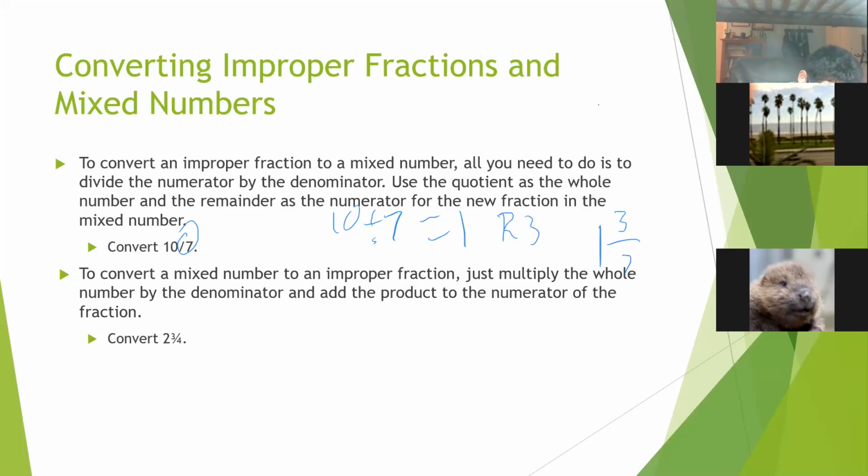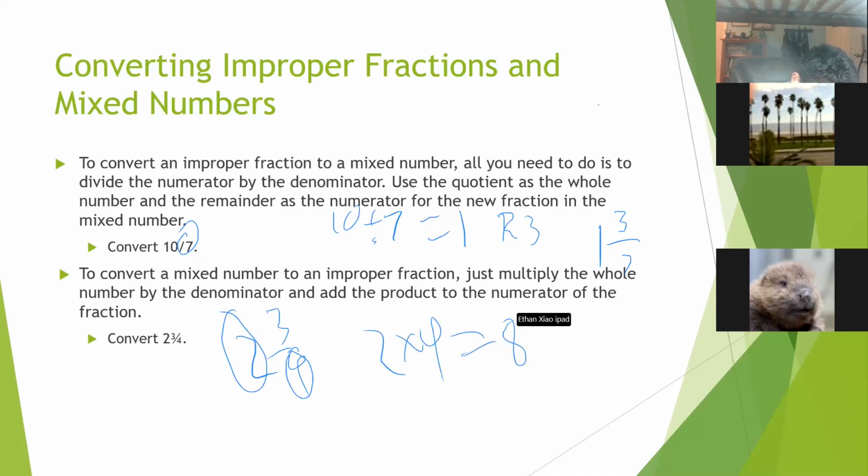Convert 2 3/4. So we have our number 2 3/4. How I convert this to an improper fraction is I just do this whole number 2 times the denominator 4, which is 8. And since we have 3, we have to add that to 8, plus 3. And we always have to keep the denominator of the fraction, which is 4, so 11/4. That's the improper fraction of the mixed number.